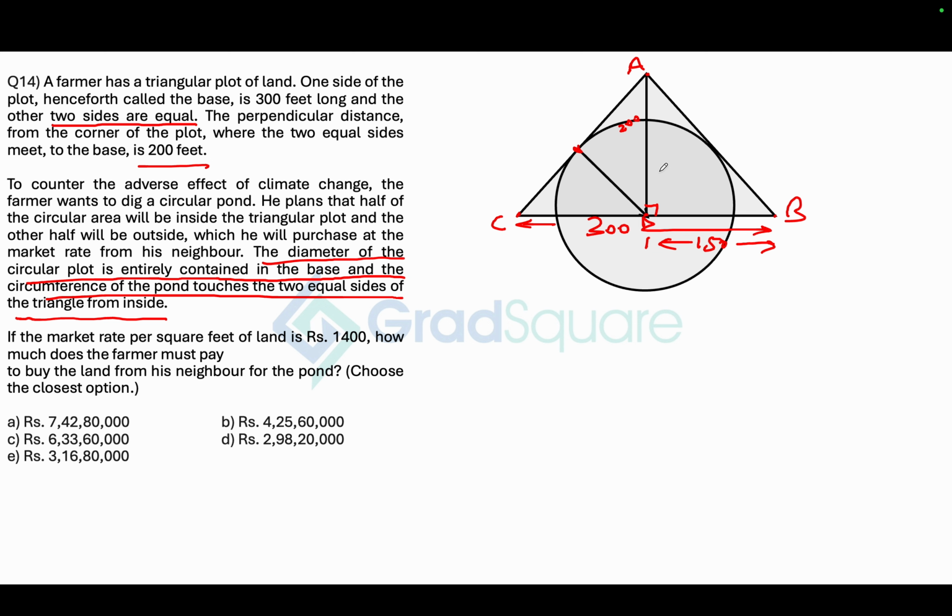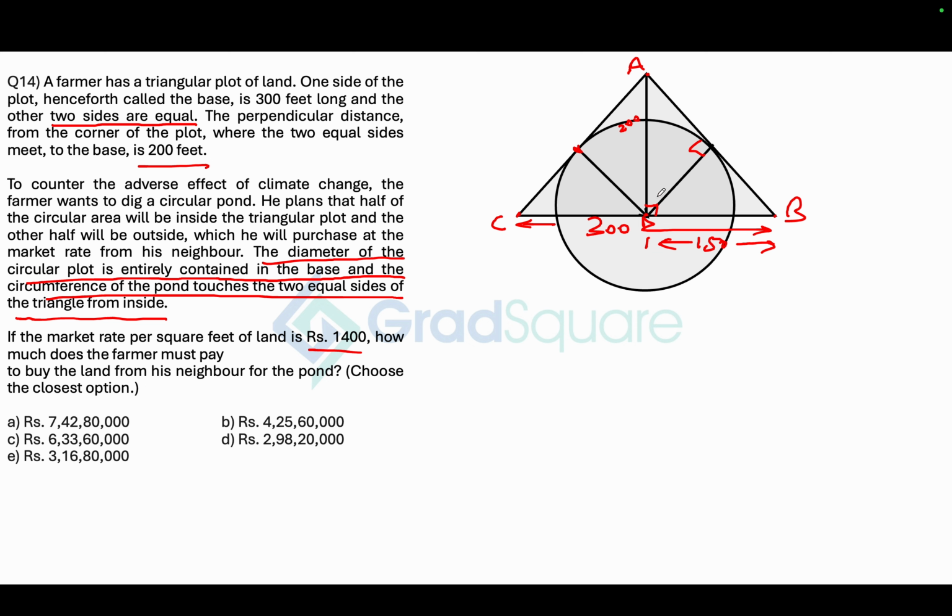So if I join the contact points with the point D, then D will turn out to be the center of the circle, and this will turn out to be the radius of the circle, right? If I am able to figure out this length, I'll be able to figure out the area of the circle. Half of the area of the circle is outside this triangular plot. Now if the market rate is rupees 1400 per square foot, then what is the amount that the farmer will have to pay to buy that land? That's what the question is, right?